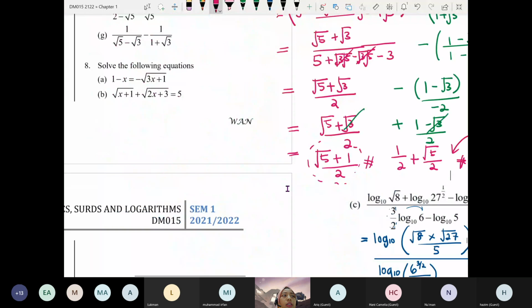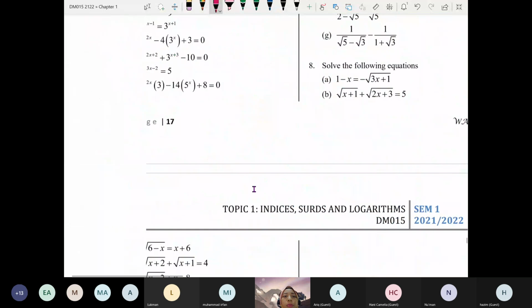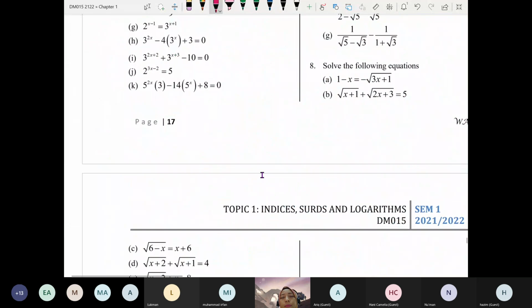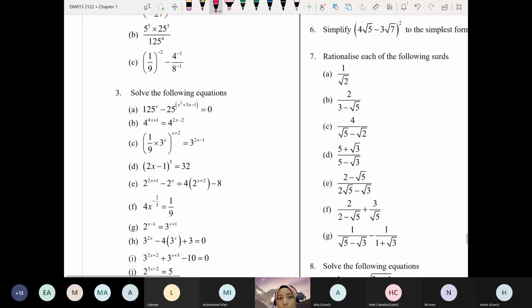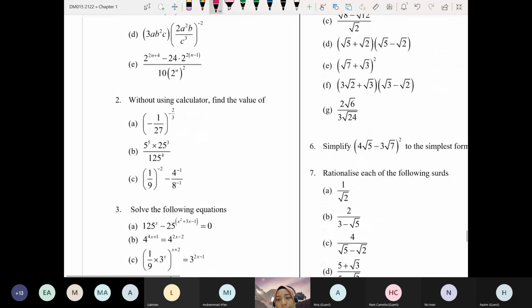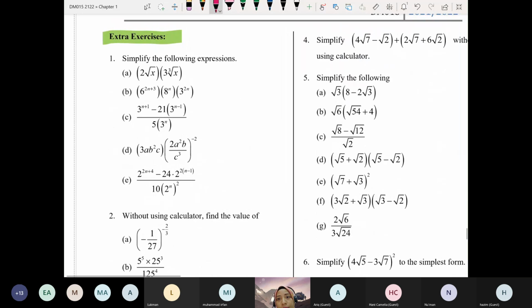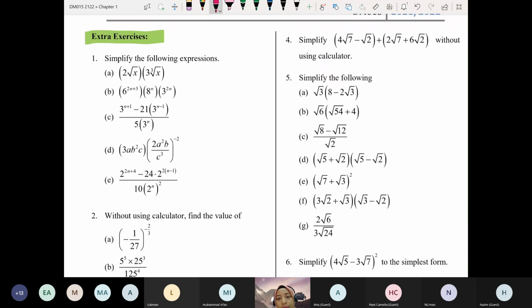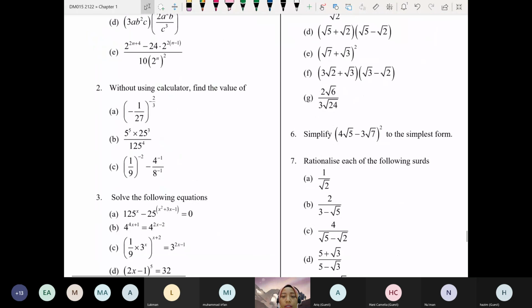Okay, lagi. Lagi? Nombor berapa? Lagi nombor berapa? Dah, semua boleh buat. Okay, kalau tak ada soalan, we end our session today.